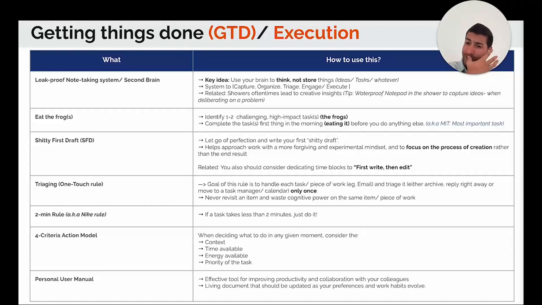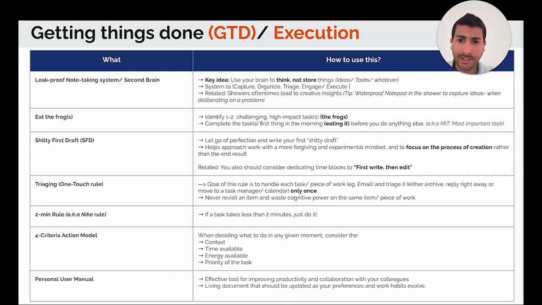The next technique that I've used sometimes is the four criteria action model. And the way to think about this is, whenever you're deciding what you want to do in any given moment, you want to factor in a couple of things, right? You want to think about the context that you're operating in. You want to think about how much time you have left, right? Maybe it's end of day. You want to think about your energy levels, right? Is it your energy peak period or is it a low energy period? And you want to think about the priority of the task, right? So it's a good way of figuring out which task to work on and why.